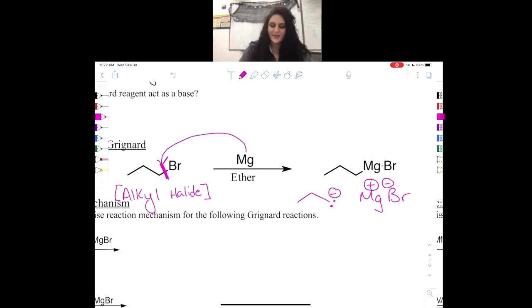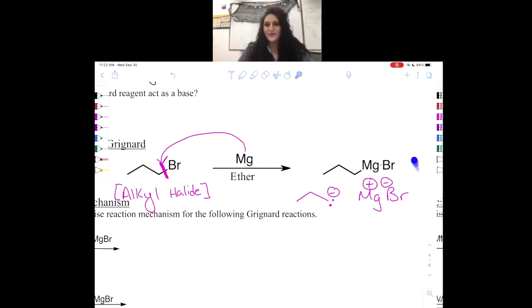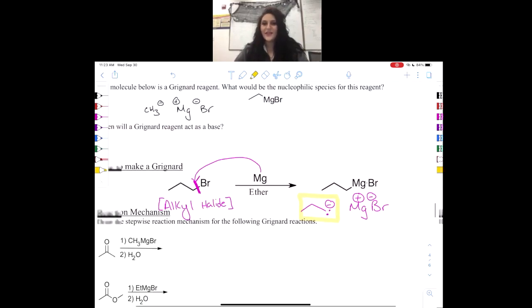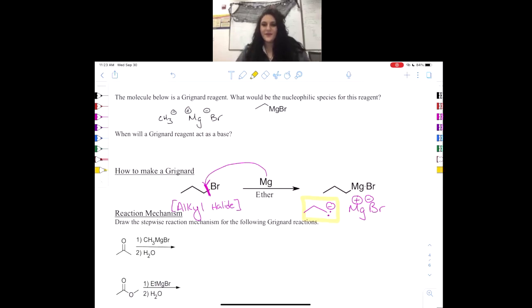And while technically this whole thing is the Grignard reagent, I want you guys to think of what's highlighted here as the Grignard reagent, because it becomes a lot simpler if you just think about it as carbon with a negative charge instead of a carbon attached to a magnesium attached to a bromine. I know that was kind of a lot, but I hope the analogy helped. You don't need to know the mechanism. You just need to know that this is the general thing that happens.